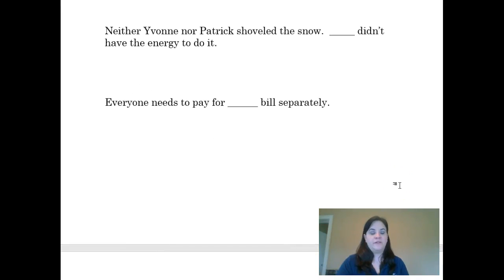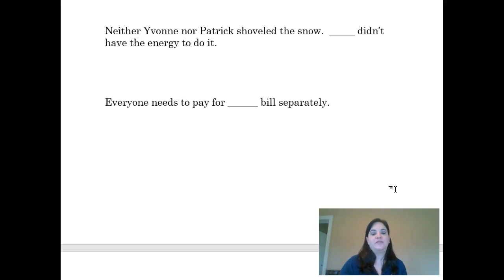We have two more. Let's do these both with the same pausing of the video. So I have the sentence, neither Yvonne nor Patrick shoveled the snow, blank didn't have the energy to do it, and everyone needs to pay for blank bills separately. At this point, pause the video, pick out the pronouns that fit in both of those sentences, and resume the video when you're done. Let's start with the first example.